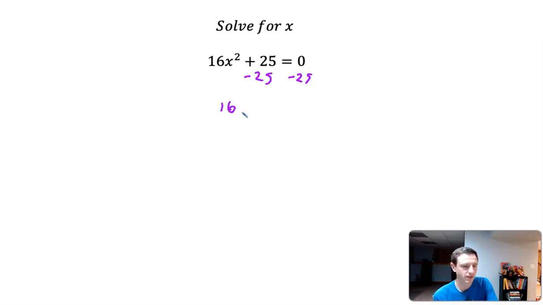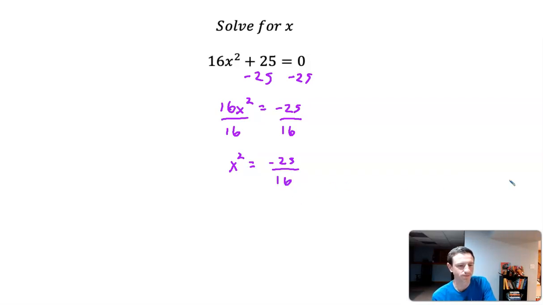I get 16x squared equals negative 25. And then I'm going to solve for x squared by dividing by 16. And I get x squared equals negative 25 over 16. So now I'm like, all right, what do we do from here?